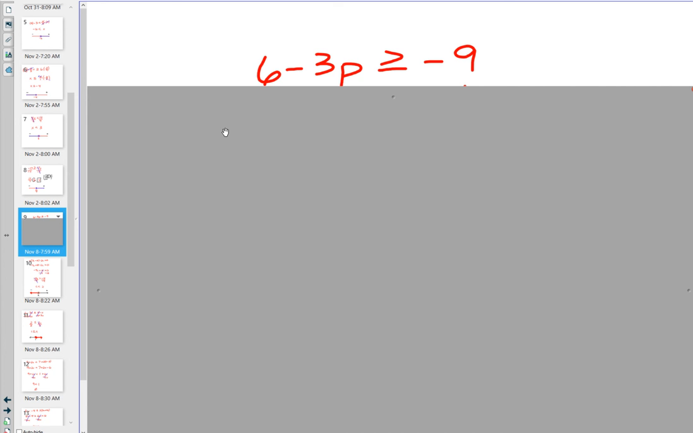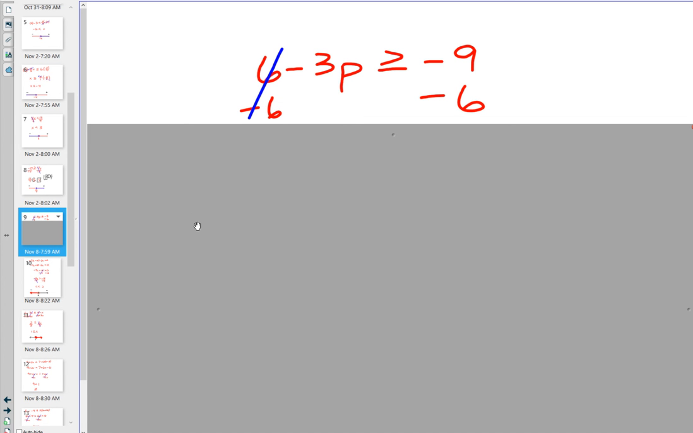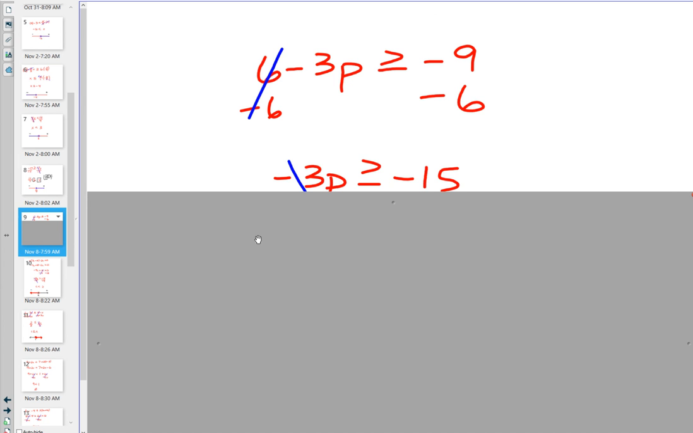Subtract 6 from both sides. So then, of course, what I hear is, oh, but look, it's a negative. And if I see a negative, that means flip. No, because what did we do? Very good. I only subtracted. So I'm going to drop down a negative 3p. I'm going to still drop down a greater than or equal to sign. And I drop down negative 15, because that's negative 9 minus 6.